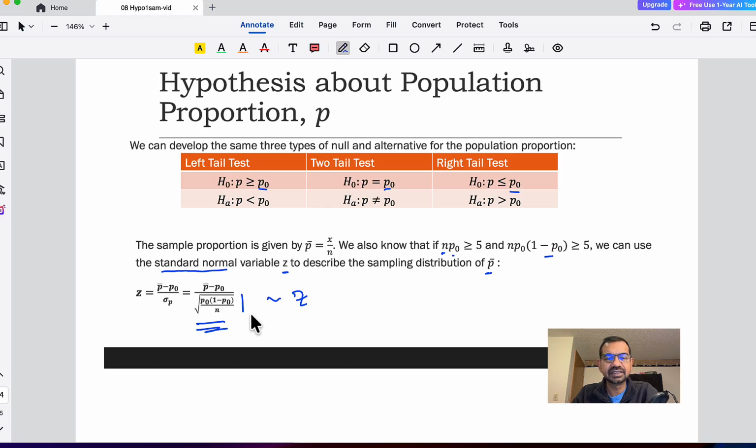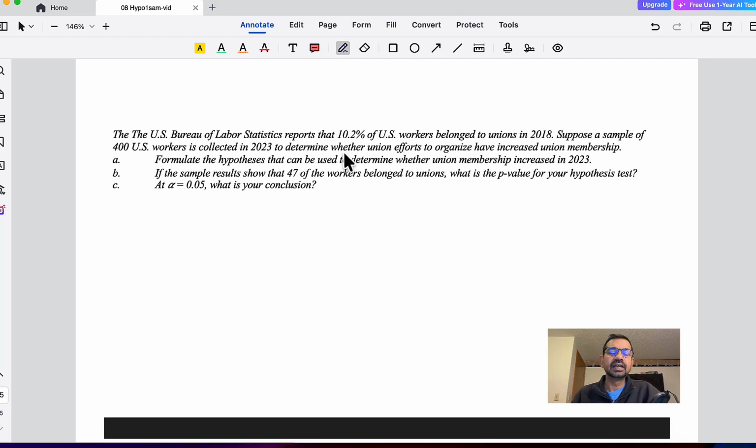So let's apply this to an example. Let's say that we know that the population proportion of union membership in 2018 is 10.2%. So this is our p naught. A survey was done in 2023 of 400 US workers to determine whether union membership has increased over time or not. So part A says formulate the hypothesis that can be used to determine whether the union membership increased in 2023 or not. So this is the finding we hope to conclude.